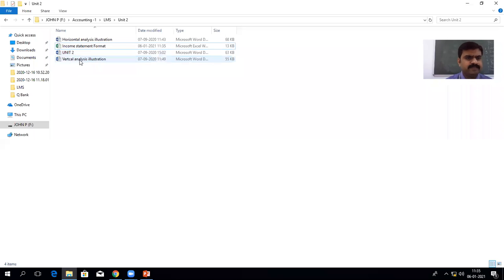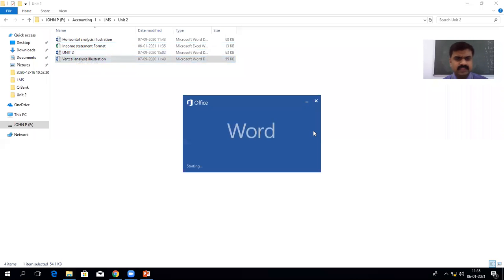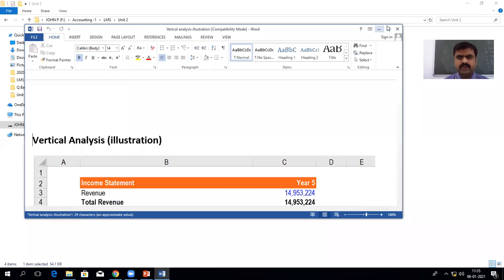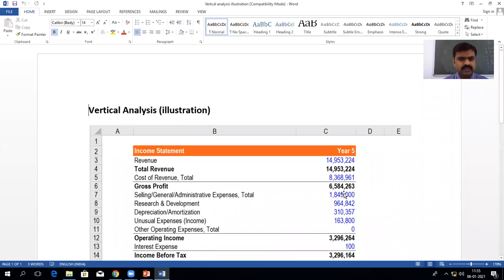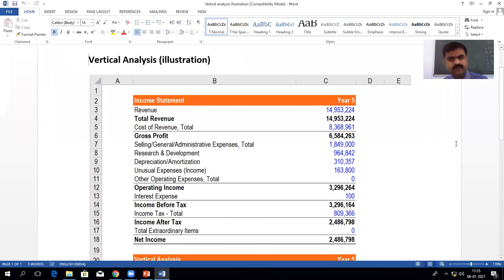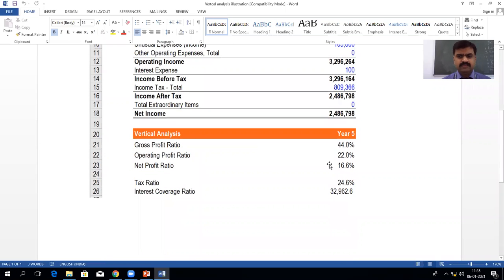And then vertical analysis. Let me show you how we normally do vertical analysis. Anyways, I'll teach you all this. We'll take an example and we'll do it on the board. So this is an income statement. You can see there is an income statement, but you have taken only 1 year. We don't take more than 1 year. Okay, and then we will calculate the percentage.